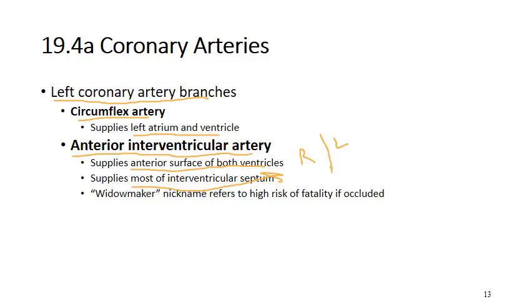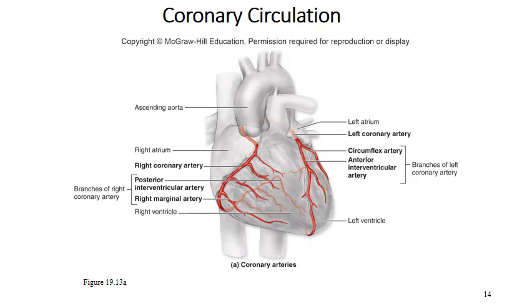So this is called the widowmaker. The anterior interventricular artery is called the widowmaker because if it gets blocked, it can cause death in the individual that has a blocked anterior interventricular artery. So we can see those here, right?